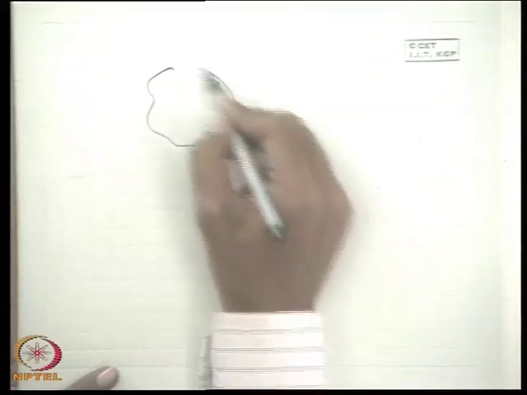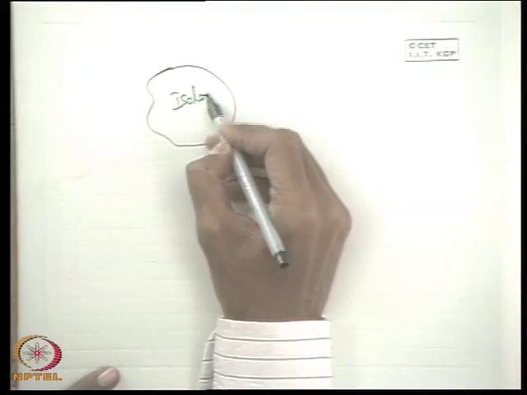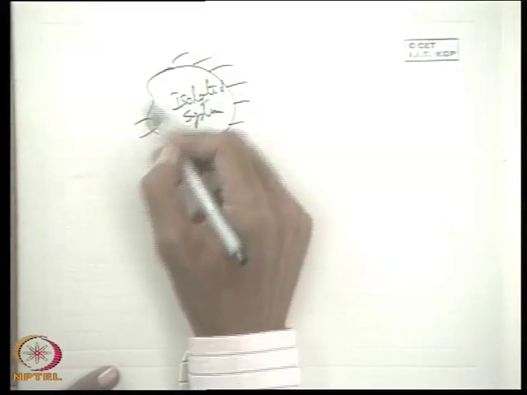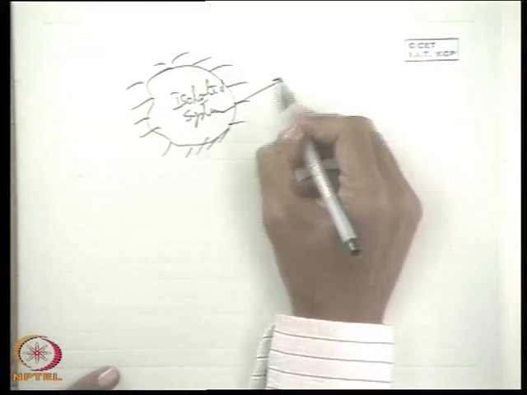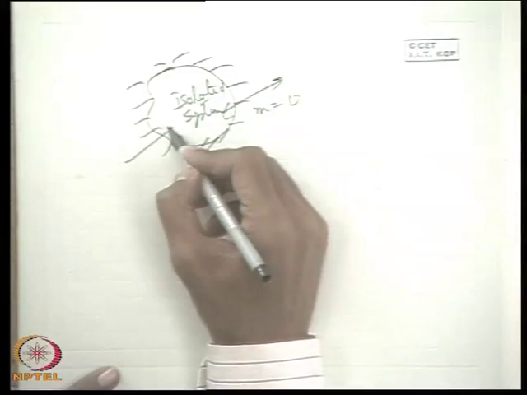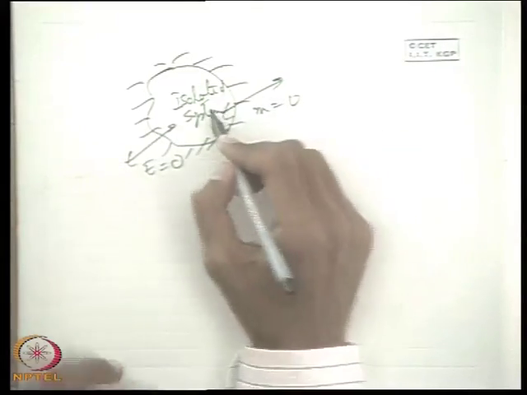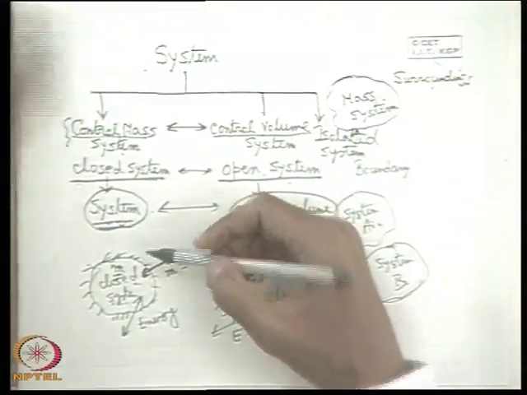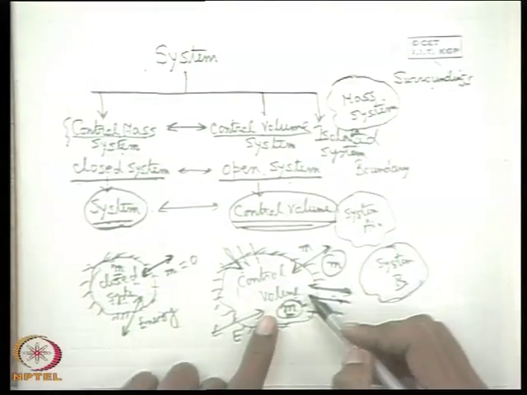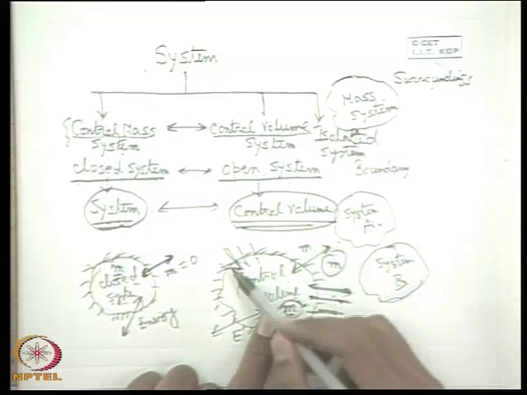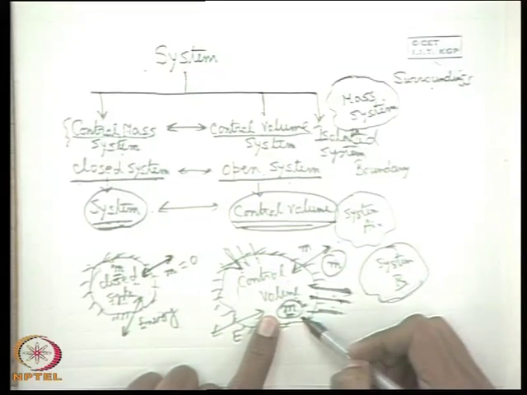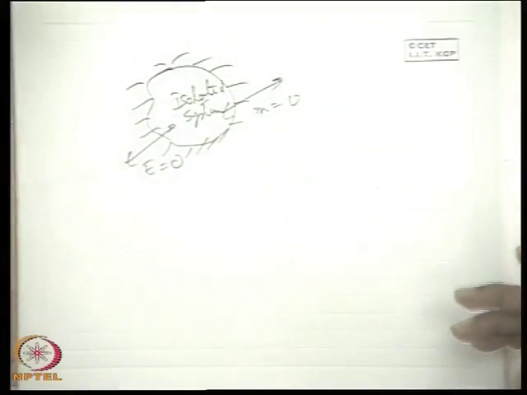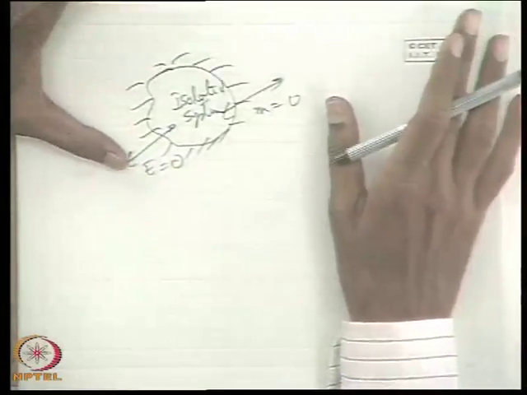An isolated system by definition is isolated in all respects. That means an isolated system is a passive material. They are isolated, that means there is neither mass interaction nor energy interaction. An isolated system does not interact with the surroundings, while a closed system interacts with the surroundings in terms of energy transfer. A control volume system interacts with the surroundings in terms of both mass and energy transfer. This is the surrounding external to the system, while an isolated system is isolated from the surroundings in all respects.